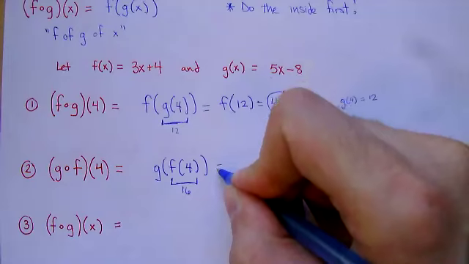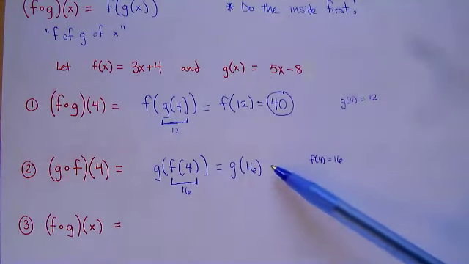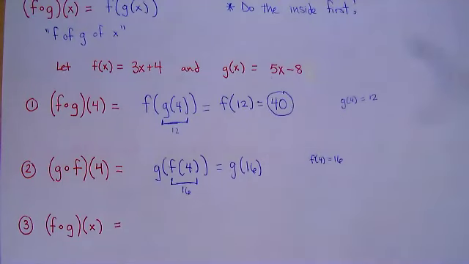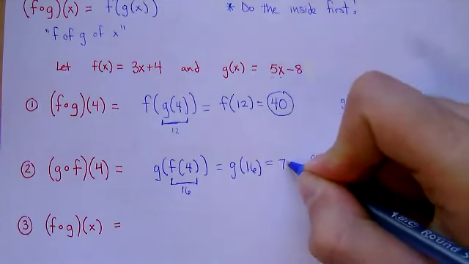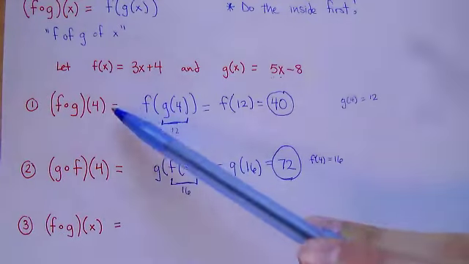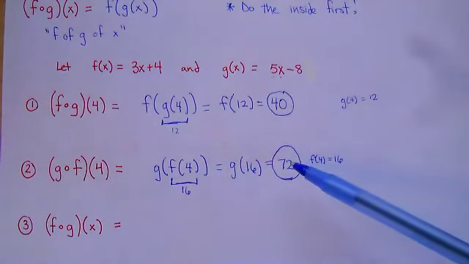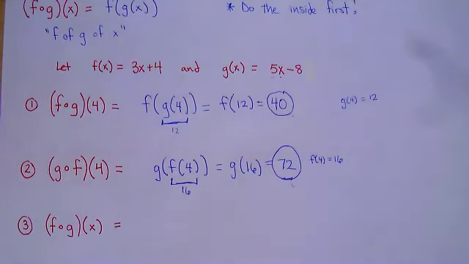That means we're really going to be doing g of 16. So we go over to the g equation and plug a 16 in for x. When you plug that in, we get out a 72. So you plug in 5 times 16 minus 8, and you get 72. The thing I want to point out with these two examples is that the order you put these in very much matters. We plugged in the same number, but depending on the order, we got two different answers. So be careful with the order they have it. You do the inside, you get your answer, you plug it in the other one.